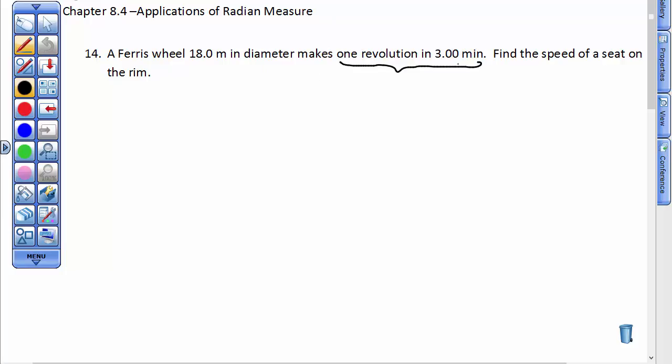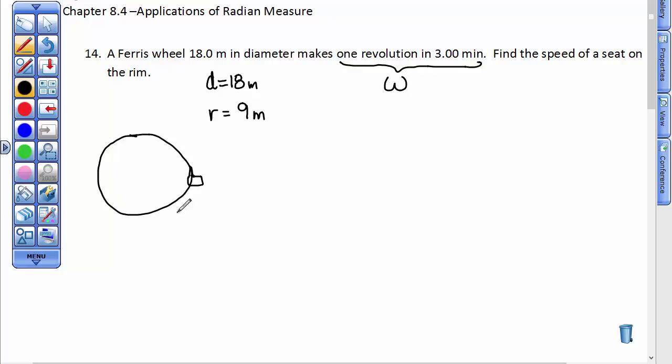One revolution in 3 minutes is its angular speed. Its diameter is 18 meters, so its radius is, I hope you just called that out, 9 meters. Cut that in half. Find the speed of a seat on the rim of the Ferris wheel. So, here you are dangling on your seat on the Ferris wheel. So how fast is that going around the circumference? Now, mind you, just going pretty slow.